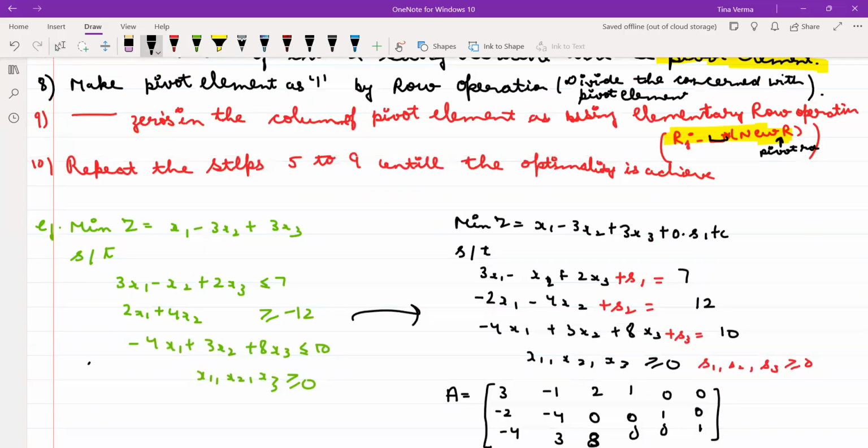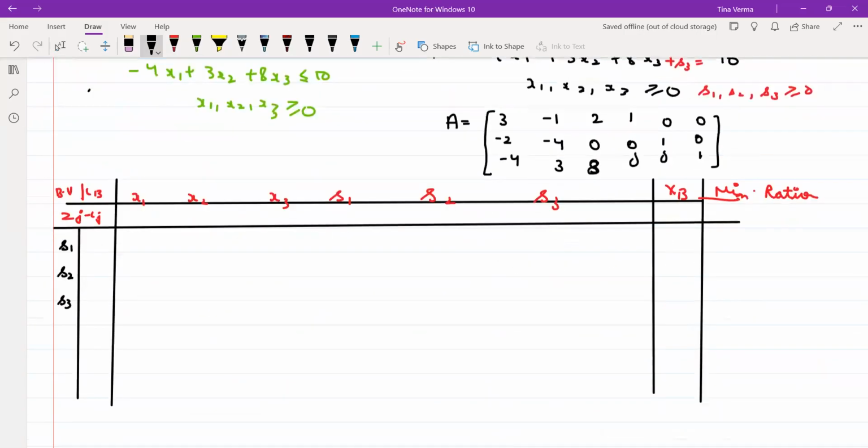0 into S1, 0 into S2, 0 into S3, so that your objective function should not get affected with the slack variables. So the cost coefficient of S1 is 0, of S2 is 0, of S3 is 0.